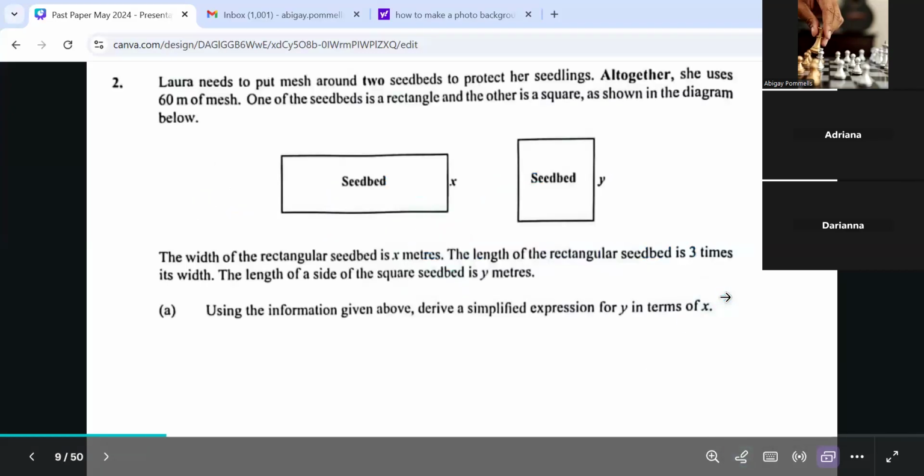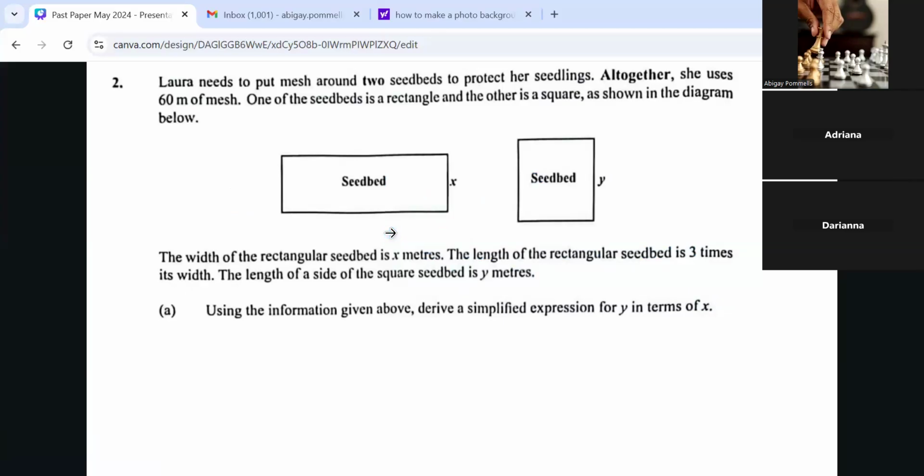We're going to move on. All right, so this one now has to do with both algebra and knowledge of perimeter. Let us read first and see what they're asking for. It said Lauren needs to put a mesh around 2 seed beds to protect her seedlings. Altogether, she used 60 meters of mesh. One of the seed beds is a rectangle and the other is a square.